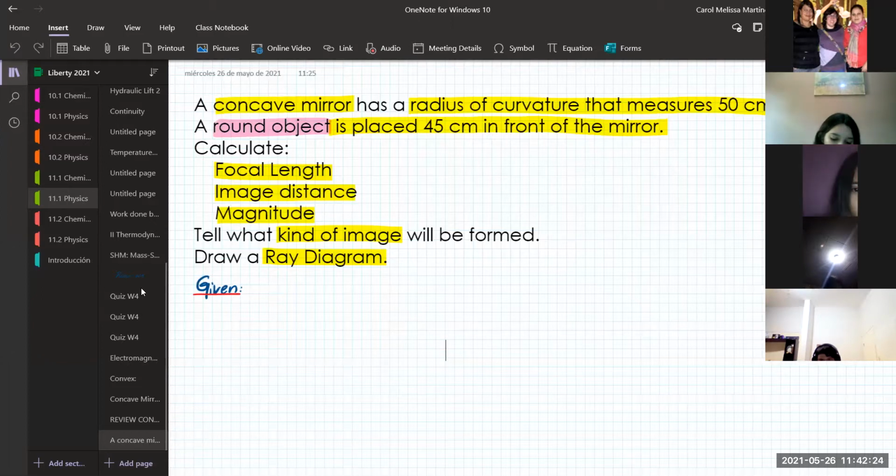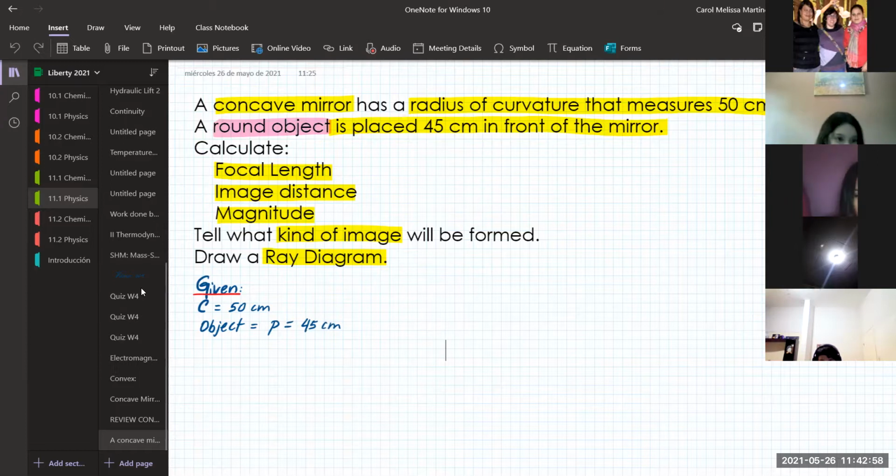The first given in this problem is the radius of curvature. We represent the radius of curvature with letter C. It is equal to 50 centimeters. It's telling you that you have a round object. The round object is placed 45 centimeters in front of the mirror. So remember that when we talk about the object distance, we talk about P. That is the given, okay? And it's placed 45 centimeters in front of the mirror.